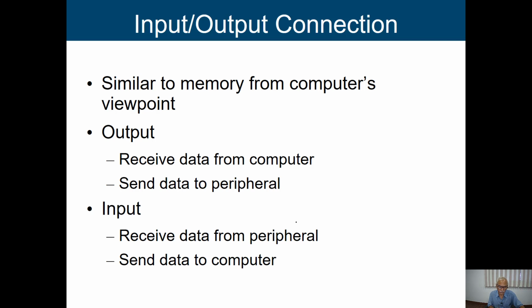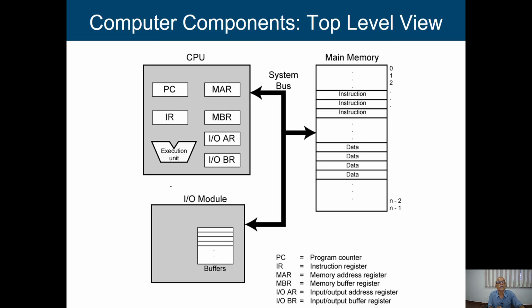When we work with output devices, the module receives data from the computer and sends data to the peripherals. This is my input output module. In case of input, it receives from the peripherals and sends it to the computer. So this is output sending from the computer to the peripheral devices, and in case of input devices, we are going to get the input. So this is the input output connection.